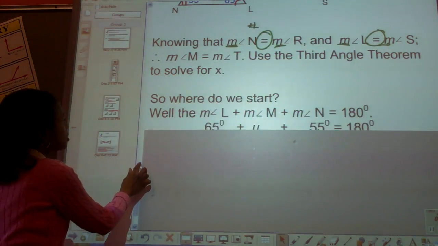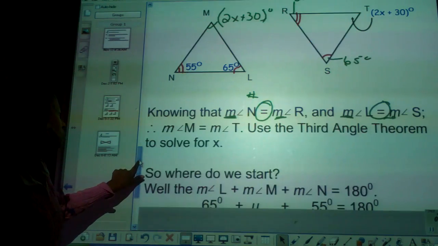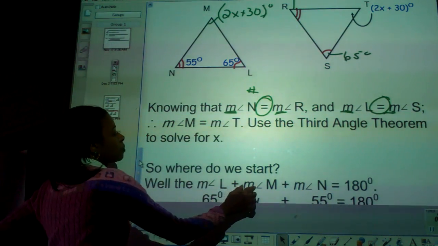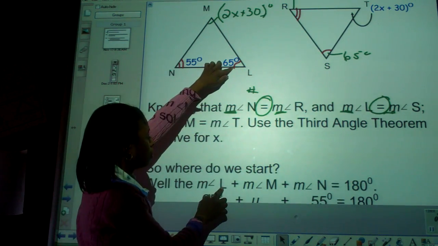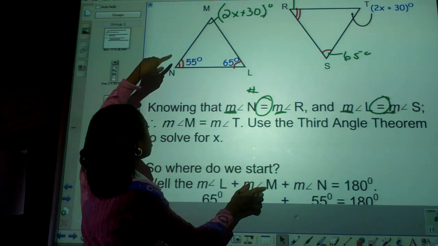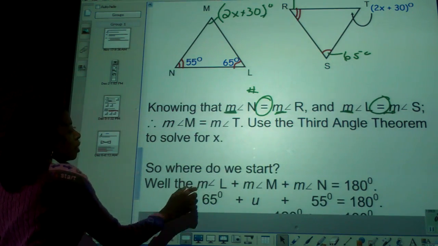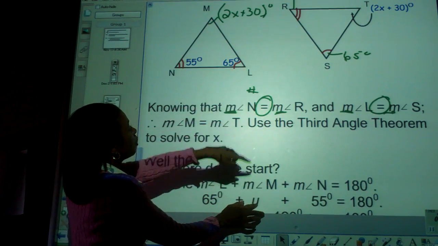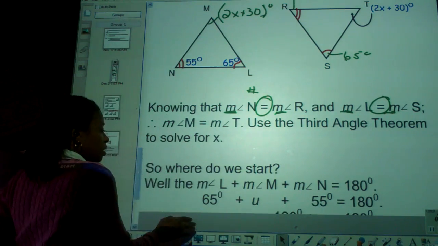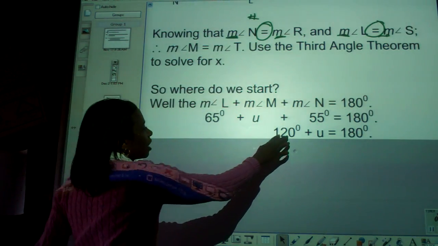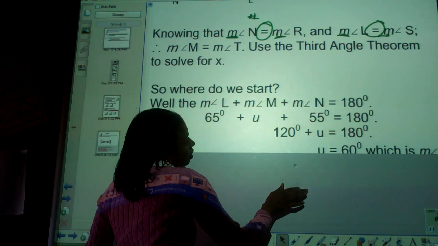I can say simply, by substitution, the measure of angle L plus the measure of angle M plus the measure of angle N, interior angles have to equal 180 degrees. I can substitute. The measure of angle L is 65 plus, I just put M as U, okay, plus 55 degrees for N equals 180 degrees. I find that that's 120 degrees plus U equals 180 degrees.